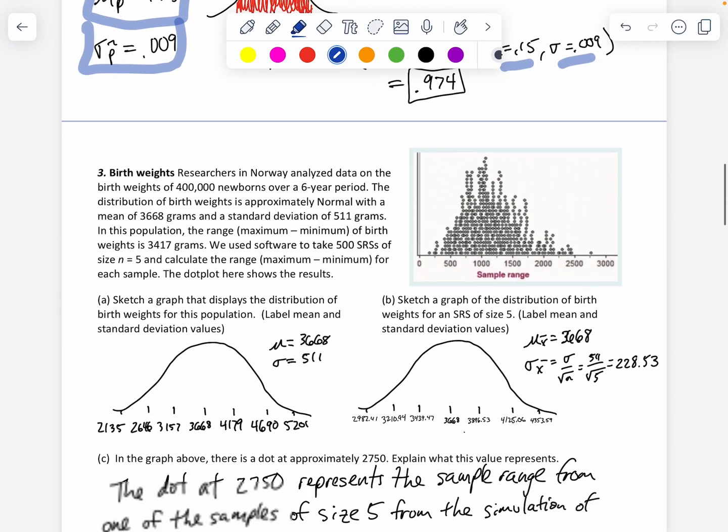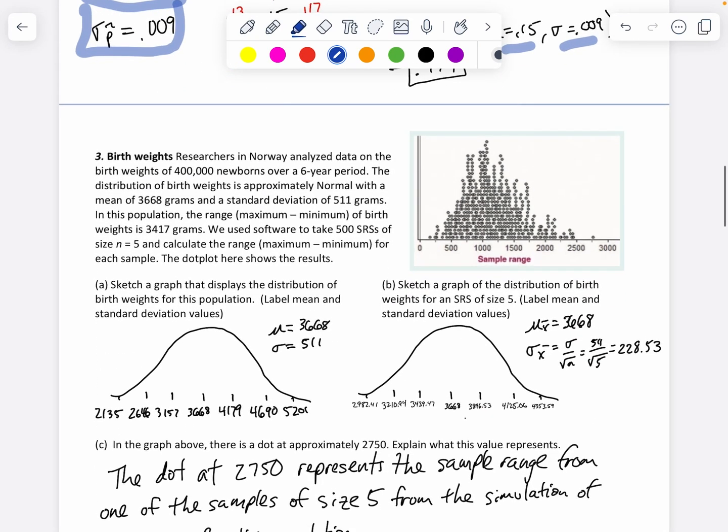Next question here. We have birth weights of 400,000 newborns that are analyzed. Supposedly, the distribution of birth weights is approximately normal. That's important to know, with a mean and standard deviation given. In this population, the range is 3417. So the heaviest baby and the lightest baby are about 3,400 grams apart.